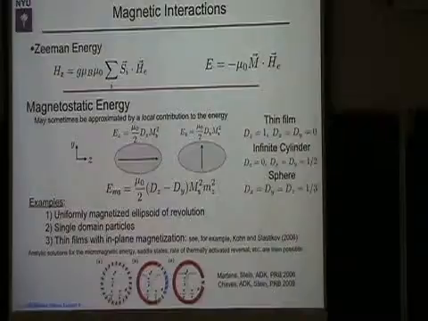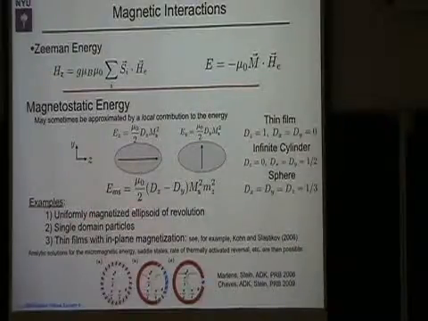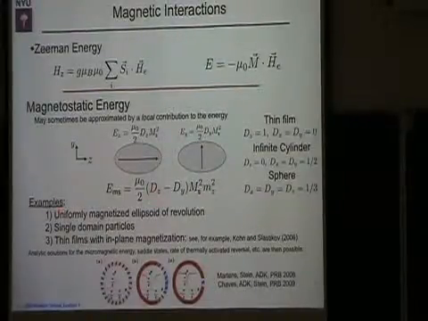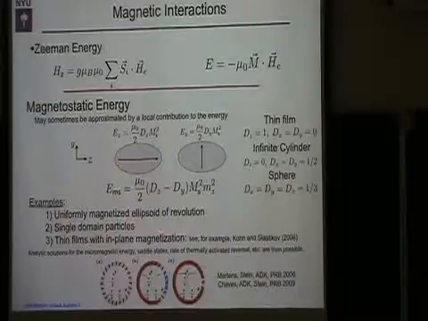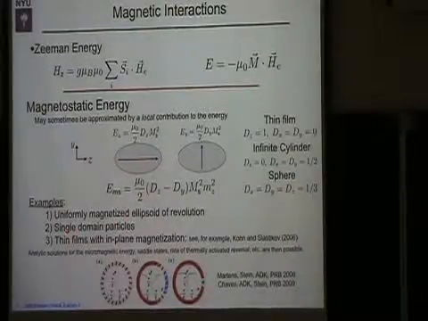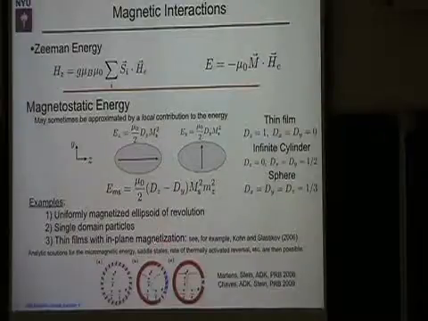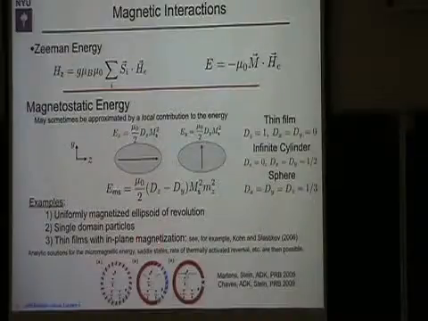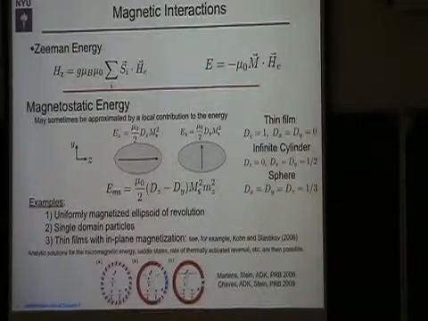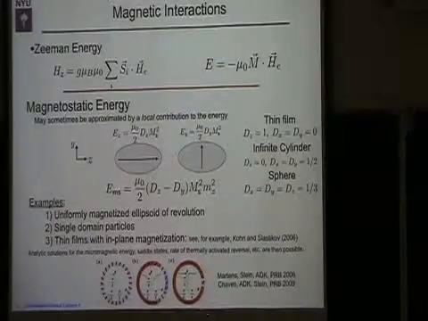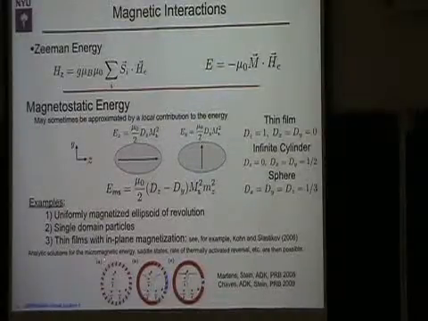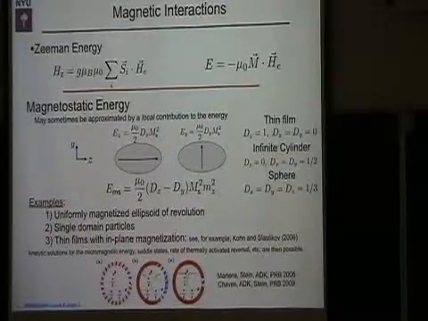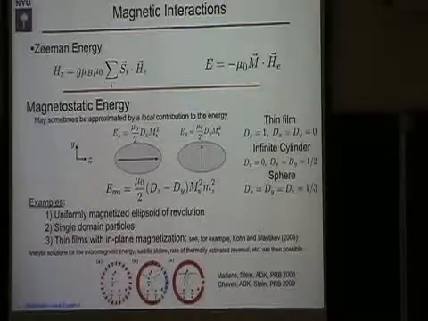The examples one finds are that if you have a uniformly magnetized ellipsoid, then you can write the energy in this way. If you have very, very small single domain particles, the magnetization is essentially uniform. And it turns out also if you have thin films with in-plane magnetization, under certain approximations, you can write the demagnetization energy as a local energy. In fact, with a collaborator, Dan Stein at NYU, we've been able to use such an approximation to find the metastable states of a thin ring undergoing a magnetization reversal.